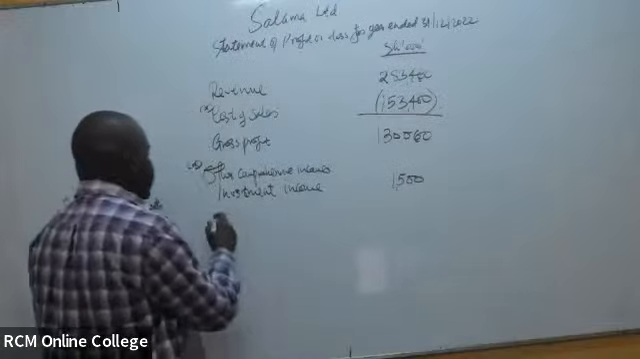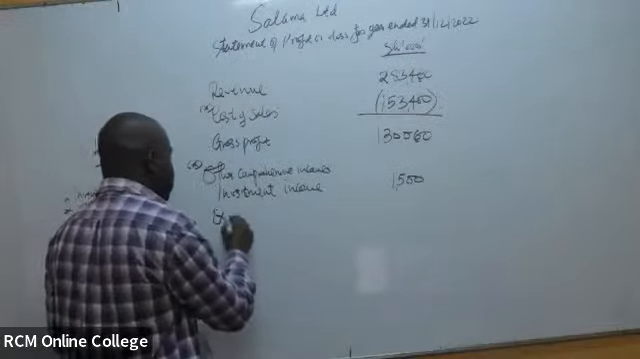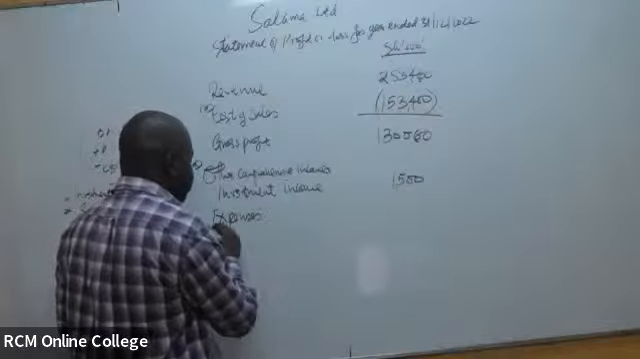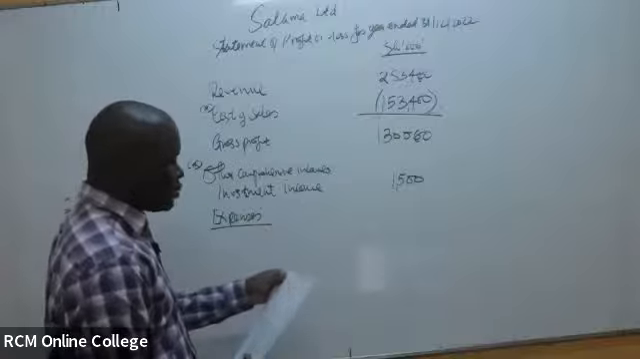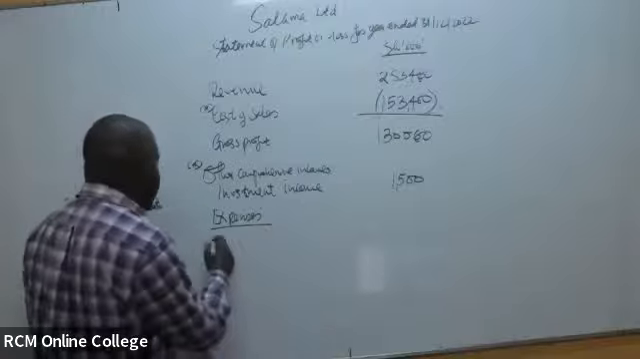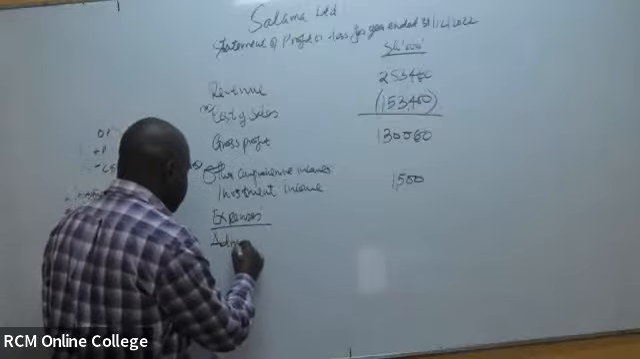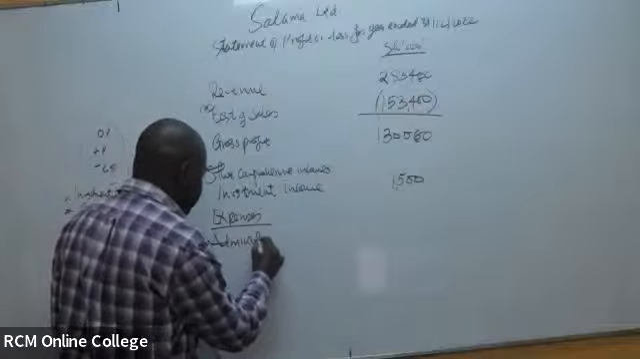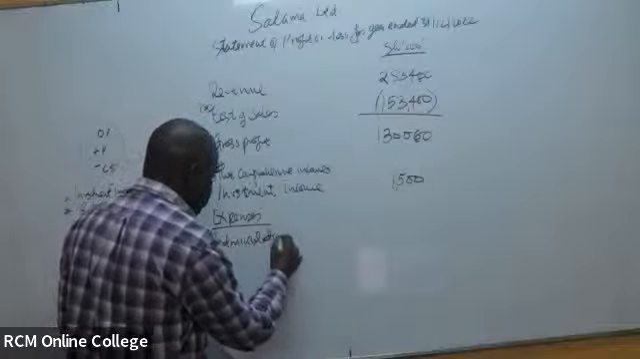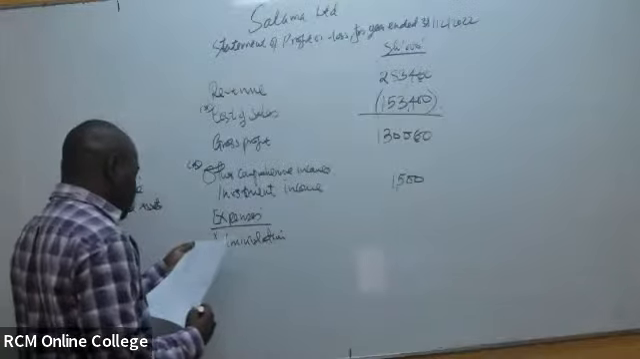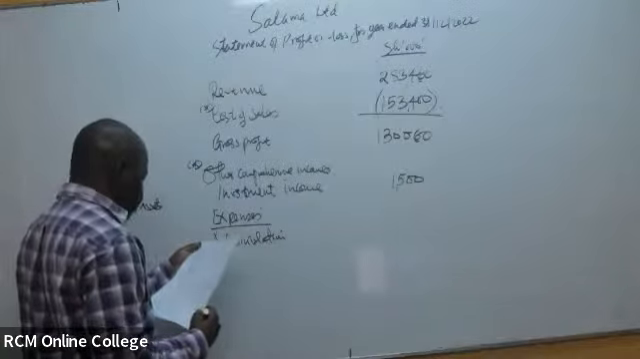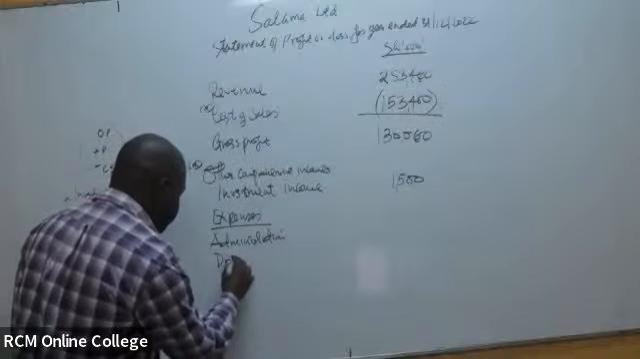After that, you can recognize the expenses. One of the expenses we computed is the administration expenses. And of course, we also have distribution costs.